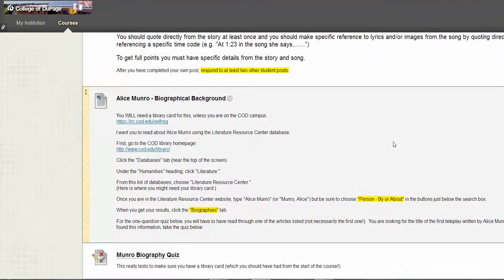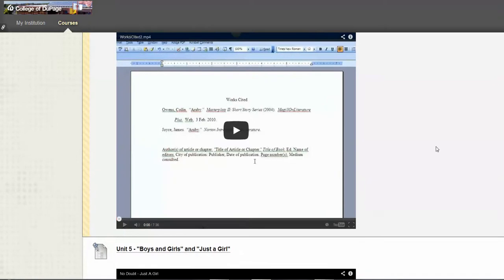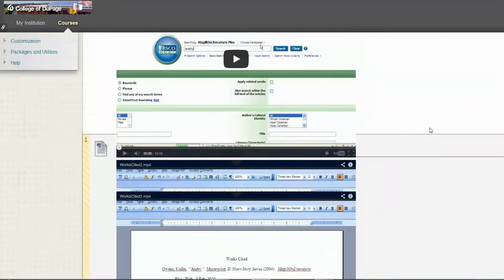There's also a very basic quiz that you'll be doing, the Alice Munro biography quiz. It honestly just tests to make sure that you've got a working library card, because what you need to do is log into the library system, find an appropriate database, and then answer this very simple quiz. So again, not testing your knowledge so much, just making sure that your library card is functional, because you'll need that more than likely for future units that we're doing. So kind of looking ahead.